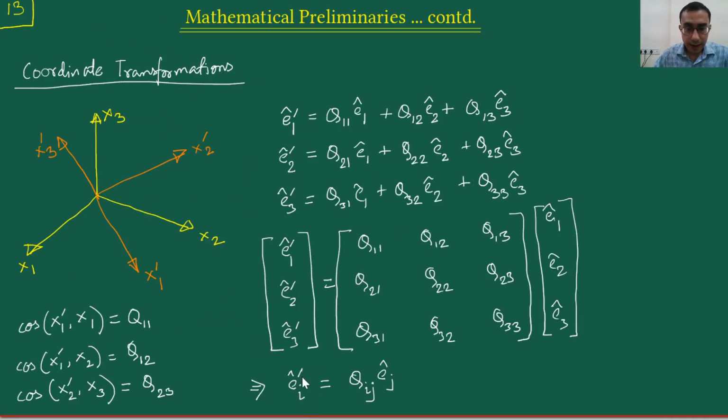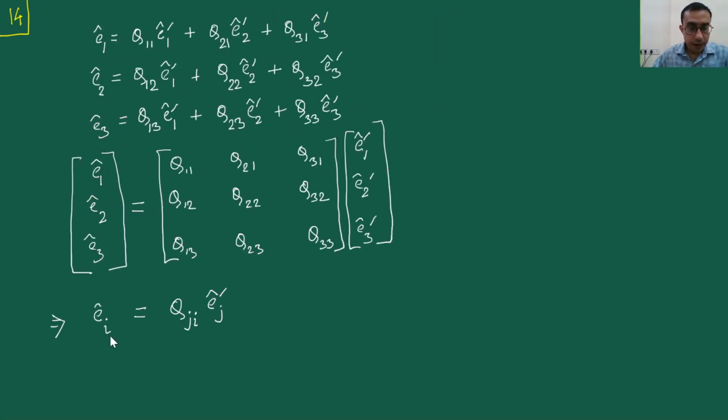It was Ei dash is equal to Qij Ej hat, and here we have the Ei hat is equal to Qji. Instead of the Qij we have the Qji here because of the way that these angles have appeared here, and we have Ej hat dash here.